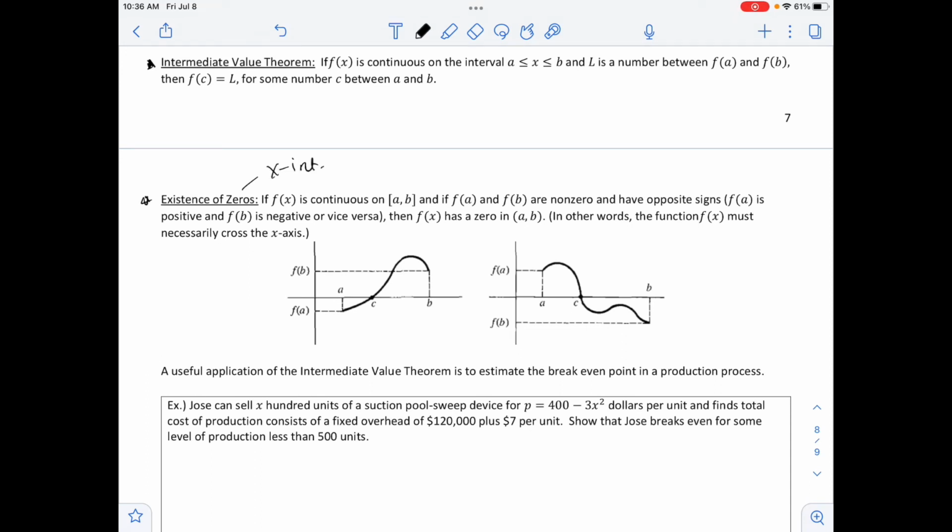A useful application of the intermediate value theorem is to estimate the break-even point. Some problems that we have, it is too difficult to actually find this break-even point by hand. So this will allow us to estimate it and determine an estimated point for that break-even spot that we would have for our production process. The last example here, I'm going to go ahead and circle, and we'll look at this one together in class.